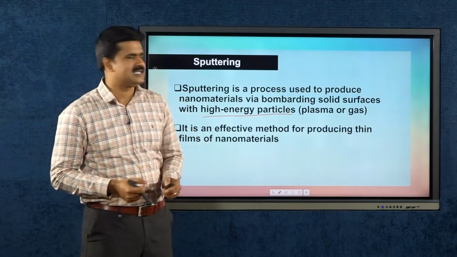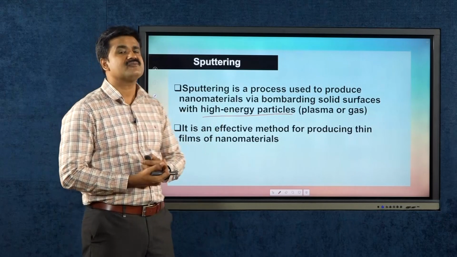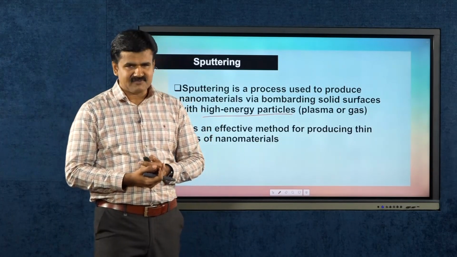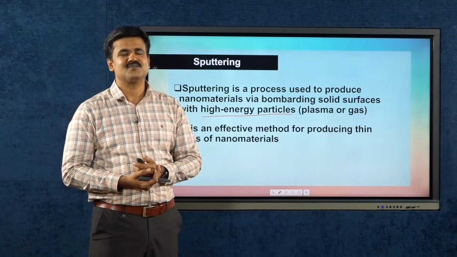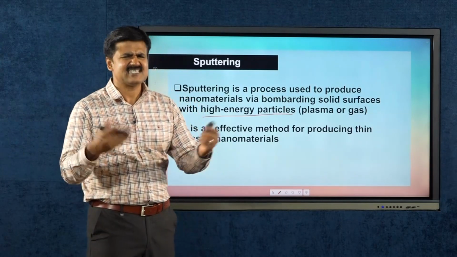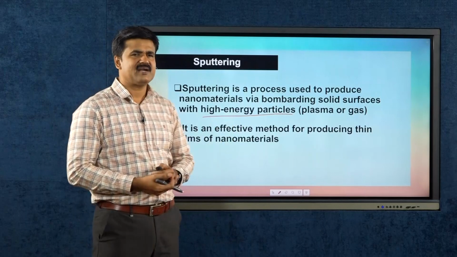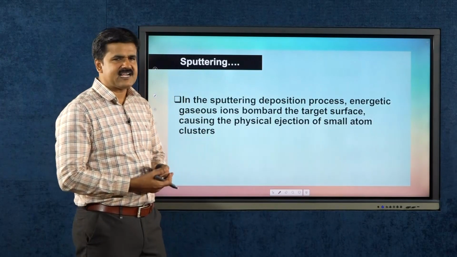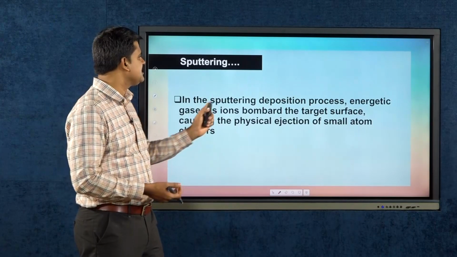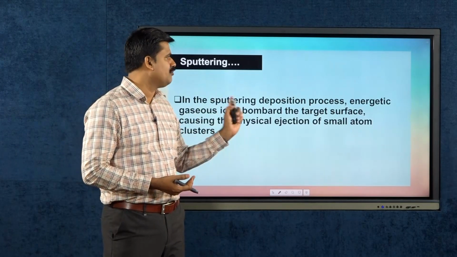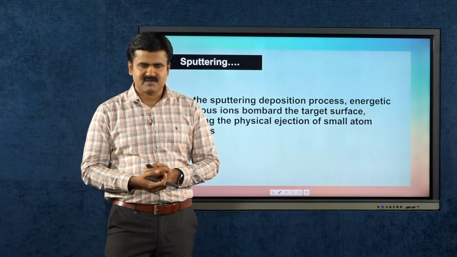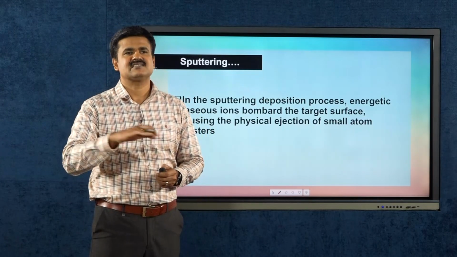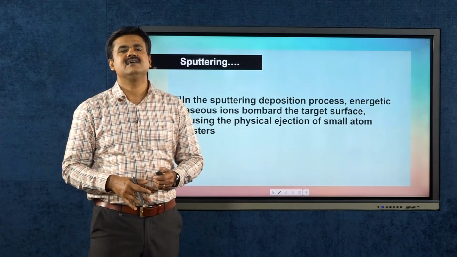It is an effective method for producing thin films of nanomaterials. You know about thin films; in the previous session, we heard about them also. Thin films are two-dimensional nanomaterials. Thus, thin films can be prepared by this sputtering technique. In the sputtering deposition process, energetic gaseous ions bombard the target surface, causing physical ejection of small atom clusters, and those atom clusters align together to produce the thin films.